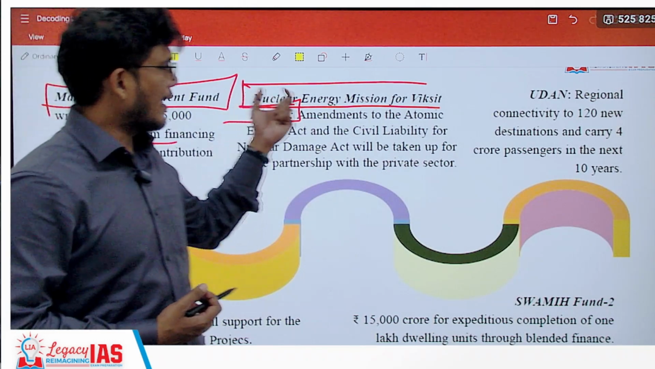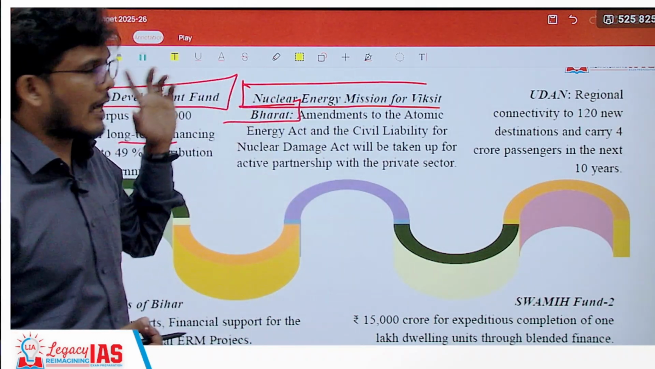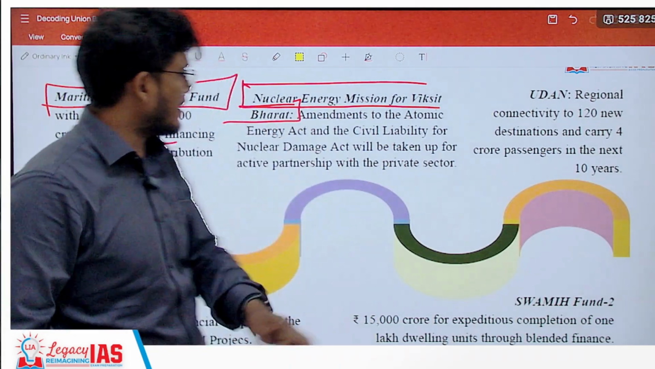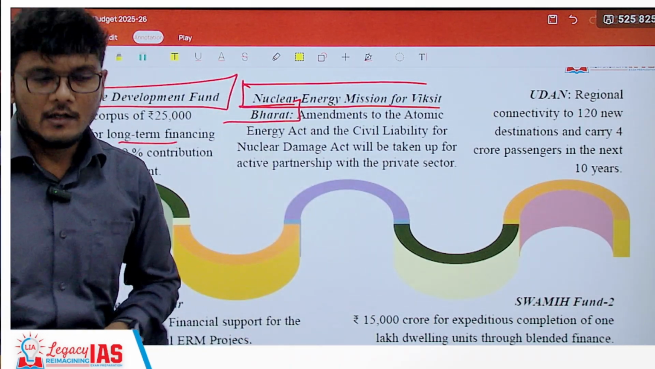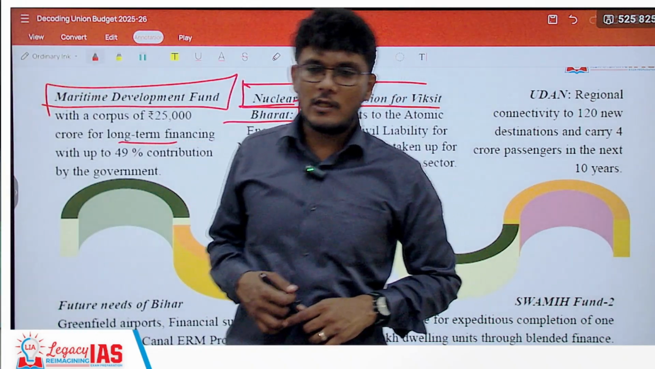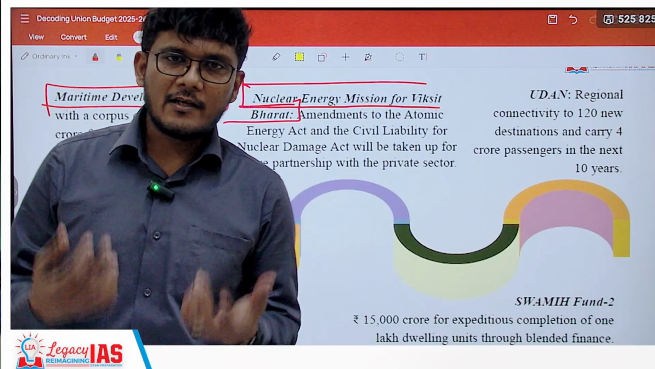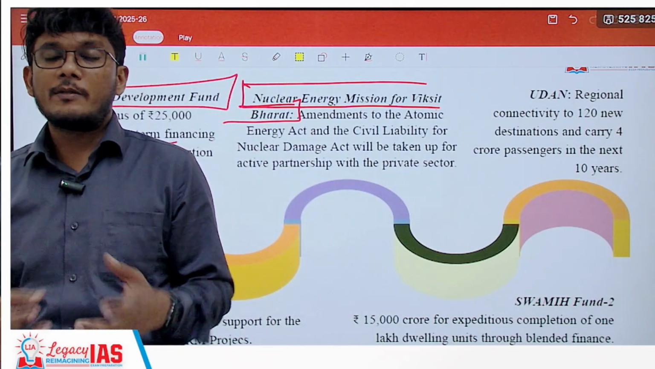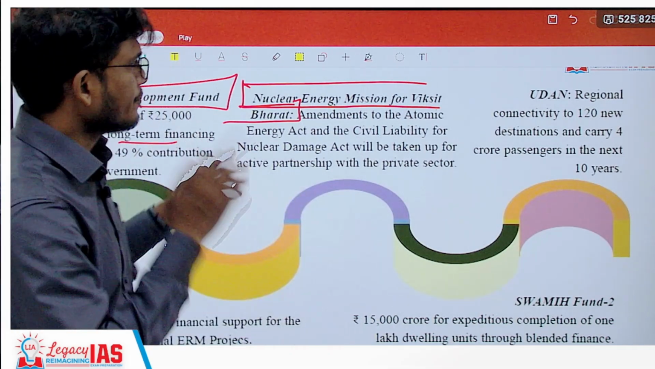So nuclear energy mission for Viksit Bharat. It is going to amend the Atomic Energy and the Civil Liability for Nuclear Damage Act. So what improvement they give? Generally, we can look up with respect to the improvement on better risk assessment, more safety, more security, better damages to be covered, etc., etc.